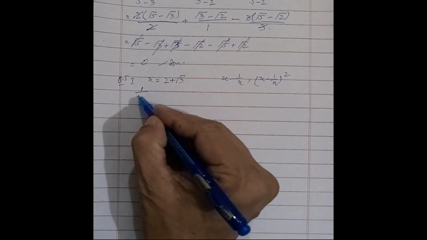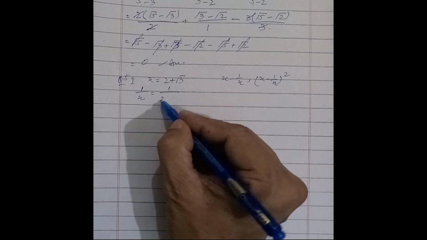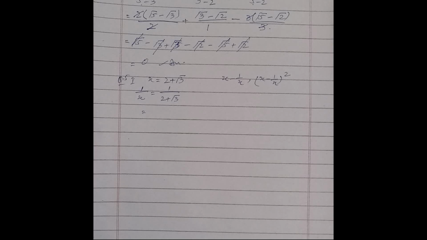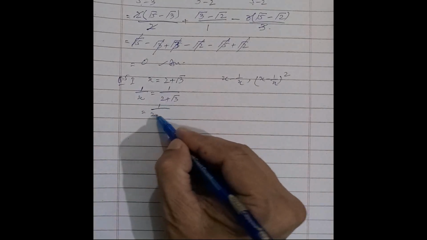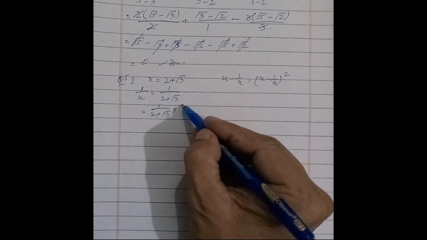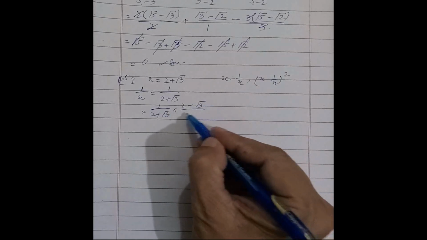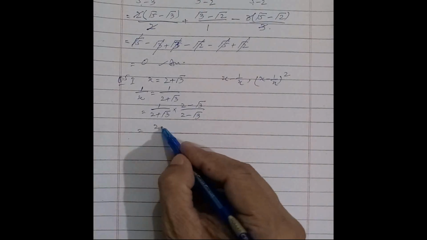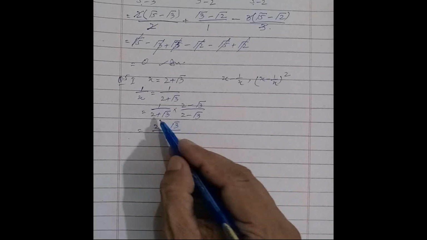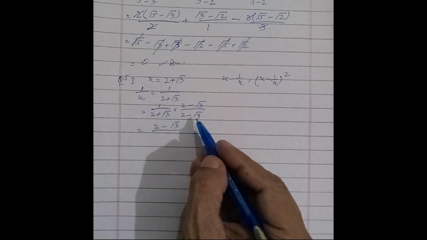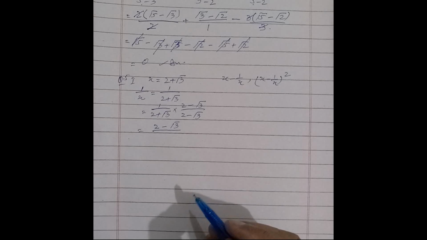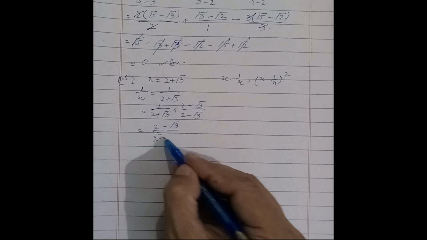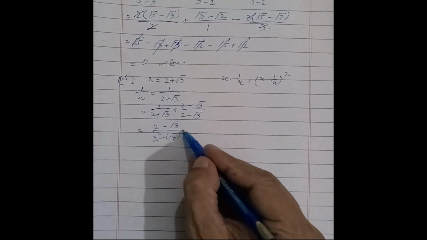We take the reciprocal of x, which is 1 over x, is equal to 1 over 2 plus square root 3. Now we simplify by applying the conjugate method, which is 1 over 2 plus square root 3 multiplied by 2 minus square root 3 over 2 minus square root 3. And simplify these values. We have 2 minus square root 3 over, it is a plus b into a minus b. The answer is a square minus b square. Here a is 2 and b is square root 3.